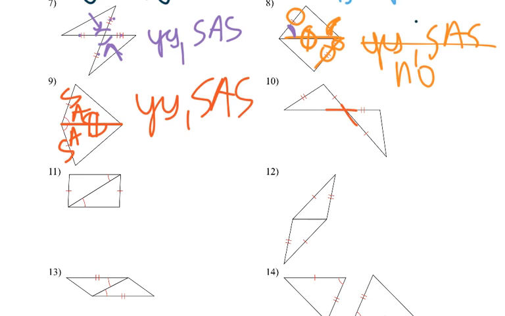Number 10, we've got a vertical angle here. So I know those angles are congruent. On this triangle, it's in between. But look at this, we've got two sides, and the angle isn't in between. It'd have to be that angle. So no, not congruent.